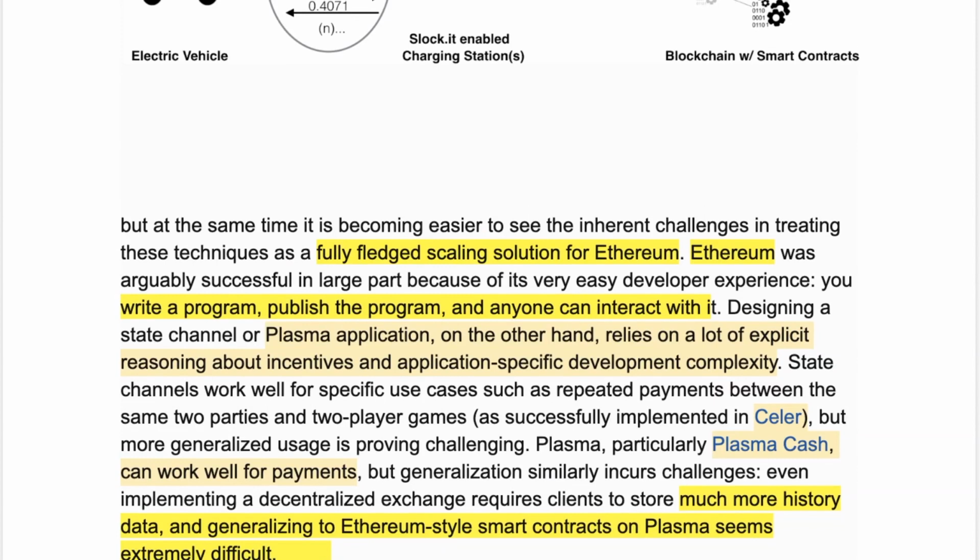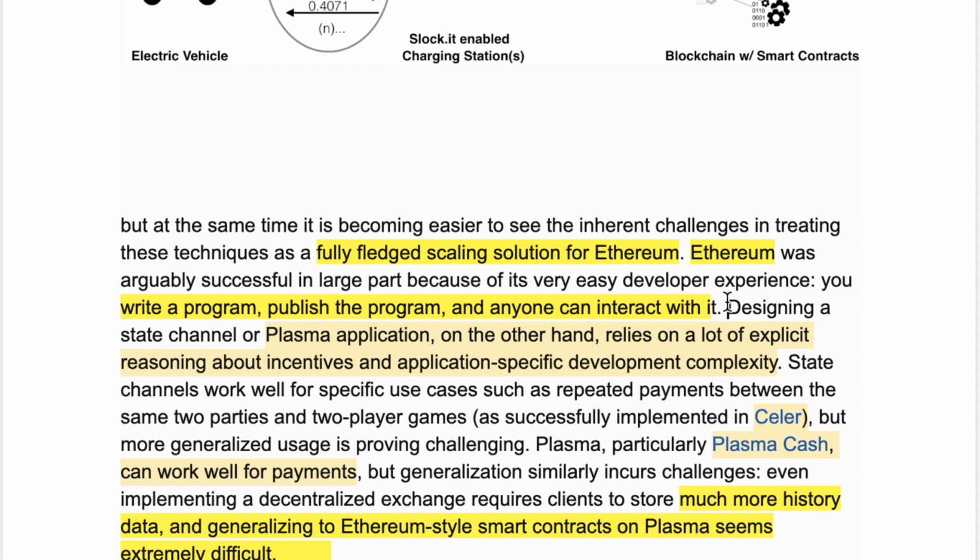So even though there's these very good approaches to improve Ethereum scaling, such as Plasma and state channels, there are some very big challenges in both, and I think it's important here to realize what made Ethereum popular at the beginning. And the thing is, one big reason that Ethereum became popular is the very easy developer experience you had. So you could write a program, publish a program, and anyone could interact with it.